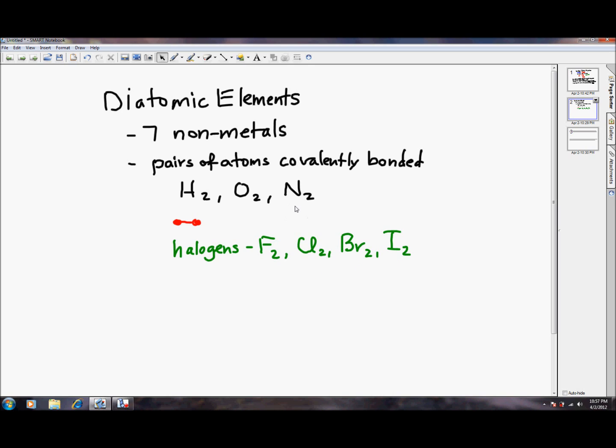Nitrogen is kind of interesting because nitrogen is diatomic, but it's triple bonded together. It's really hard. It takes a lot of energy to break that bond between 2 nitrogen atoms. So nitrogen tends to be relatively non-reactive.